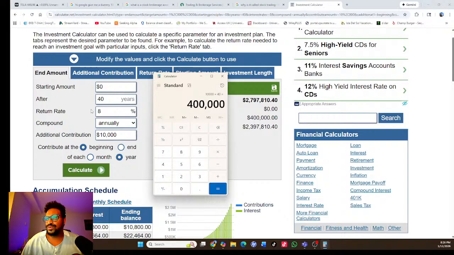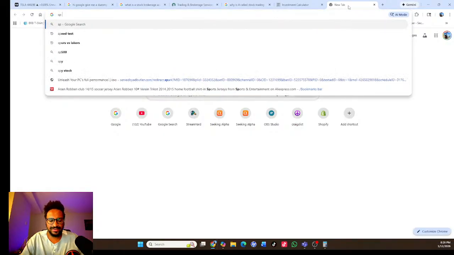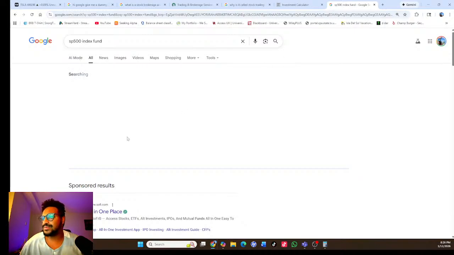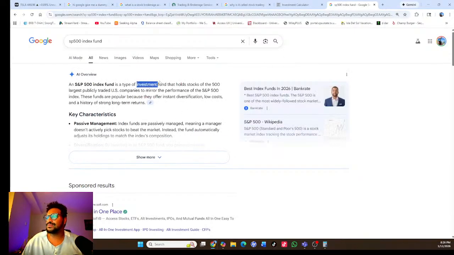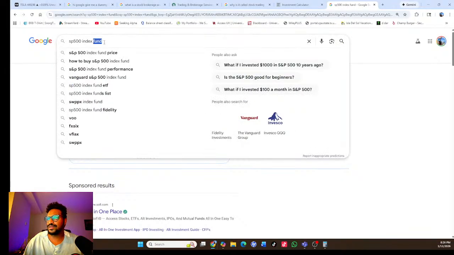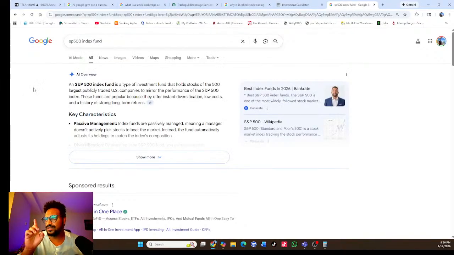If you buy stocks with it, or what we call an S&P 500 index fund, I know that sounds complicated. What is the S&P 500 index fund? It's a type of investment fund that holds stocks of the 500 largest companies in the US. So if you buy one thing of this, you own a piece of 500 of the biggest companies in America.